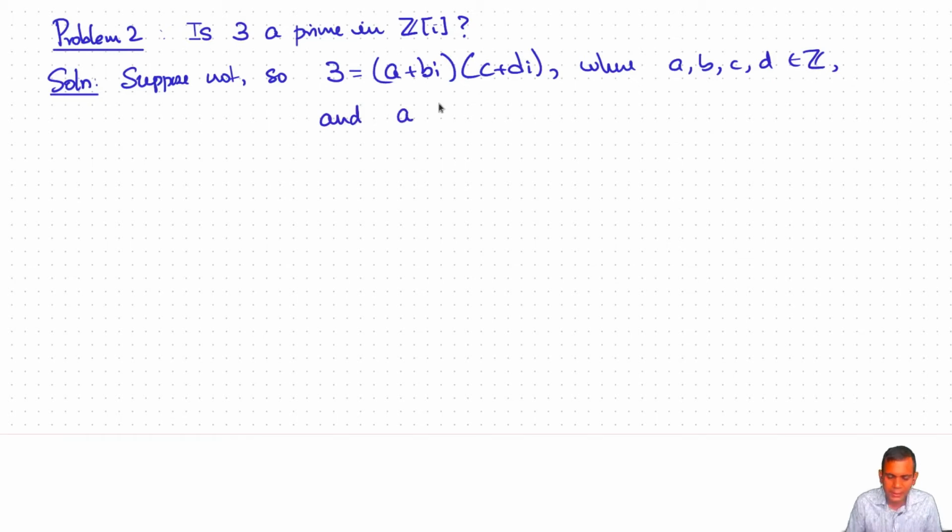So what that means is, for Gaussian integers, the only units are 1, i, minus i, and minus 1. And so basically that means that a squared plus b squared is greater than 1, that is the norm of a plus bi, and c squared plus d squared is greater than 1. Because if they were equal to 1, then they would be 1, i, minus 1 or minus i, which are the units.